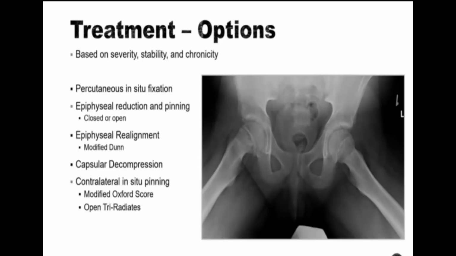Typically, if they're stable, I'm going to take them as urgently as is feasible to the OR. I'm going to use a regular flat-top table, not a traction setup. And I'm going to typically use one screw, somewhere in the 6.5 to 7.3 range, depending on how big the patient is and whether I feel that screw will be of sufficient size.